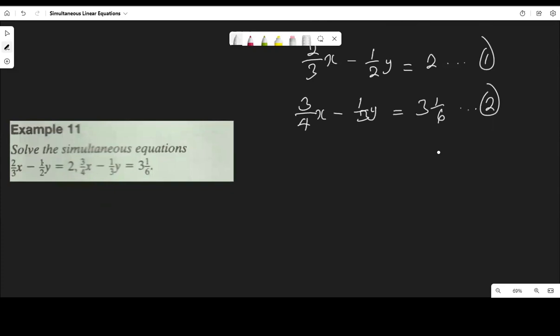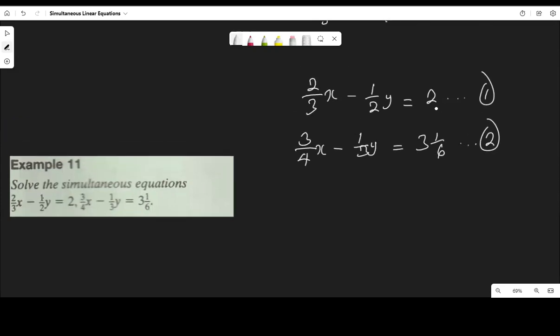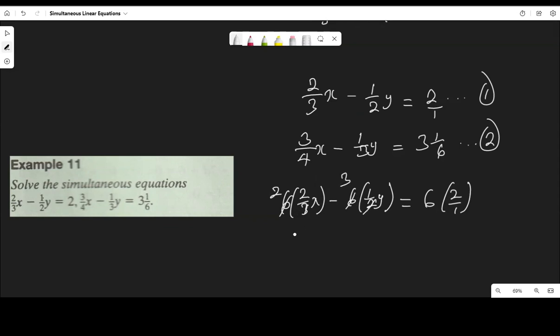First of all, we need to clear these fractions by multiplying each of these terms by the LCM. The LCM of 3 and 2 for equation 1 is 6. If I multiply each term of this equation by 6, I have 6 times 2 over 3x minus 6 times 1 over 2y equal to 6 times 2. 3 here 1, 3 here 2. 2 here 1, 2 here 3. 2 times 2x is 4x, 3 times y is 3y, equal to 6 times 2, 12. Let's call this equation 3.